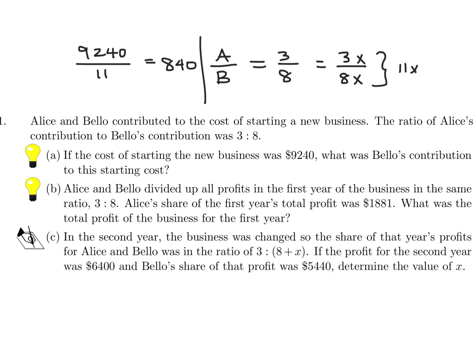So what do they want? They want Bello. So Bello is 8 parts. So it'd be 8 times 840, because each part is 840. And 8 times 840 is 6720. And you can do the same for Alice by using 3 times the 840.